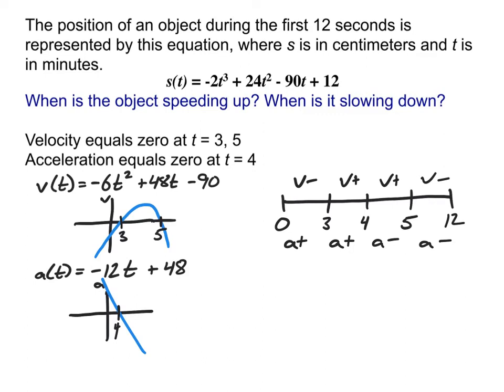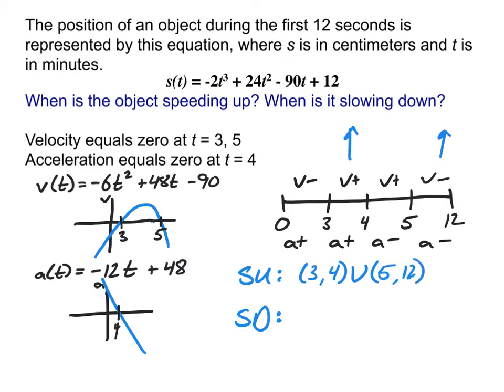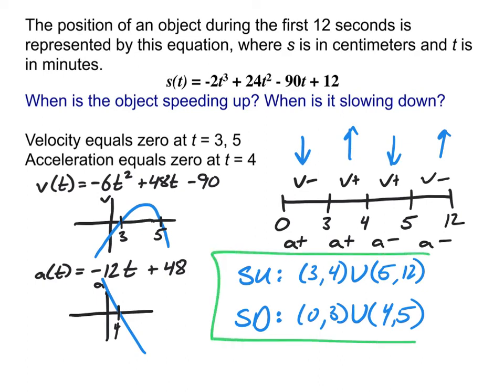All right, last step here, we still haven't answered the question. We still need to say when is it speeding up and when is it slowing down. So it's speeding up any place where the signs are the same. So that means it's speeding up from 3 to 4 and from 5 to 12. And then we shift over and we do the slowing down. For slowing down then, that's going to be any place where the signs are different. So that's going to be from 0 to 3 and then again from 4 to 5. That is our final answer. That is now done.